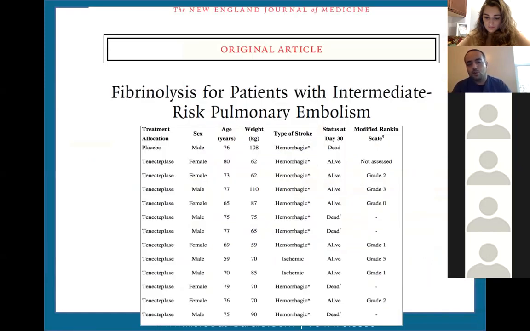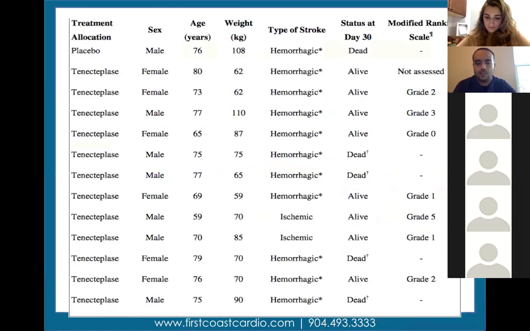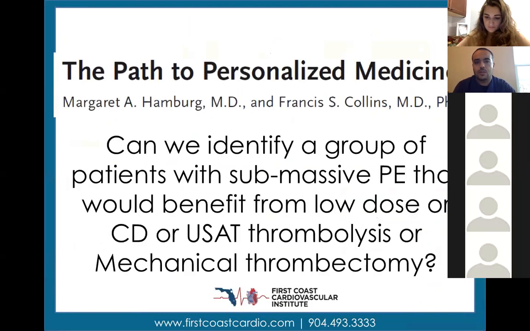And the group that got fibrinolytic therapy, we saw a lot of patients who had hemorrhagic strokes, and a lot of these had increased mortality and really bad outcomes. So the question that came along is, can we identify a group of patients with submassive PE that would actually benefit from low dose or catheter-directed therapy or ultrasound-assisted thrombolytics or even mechanical thrombectomy in the submassive group?